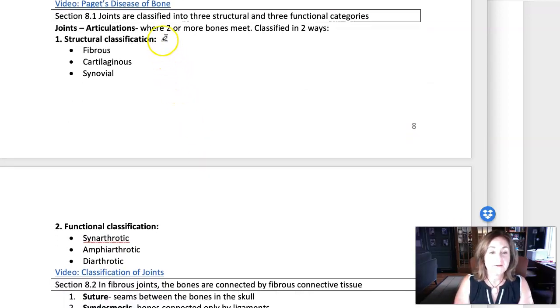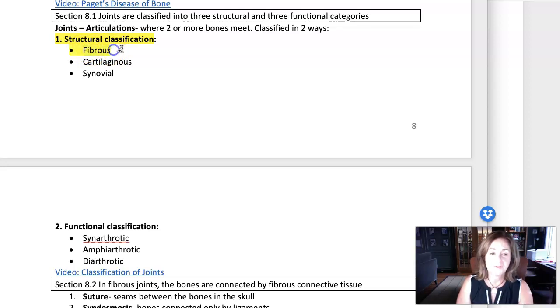And chapter 8 is about articulations or joints, where two bones meet. So as far as classification, one way that we can talk about joints is just based on the type of tissue that fills the gap in between the bones.